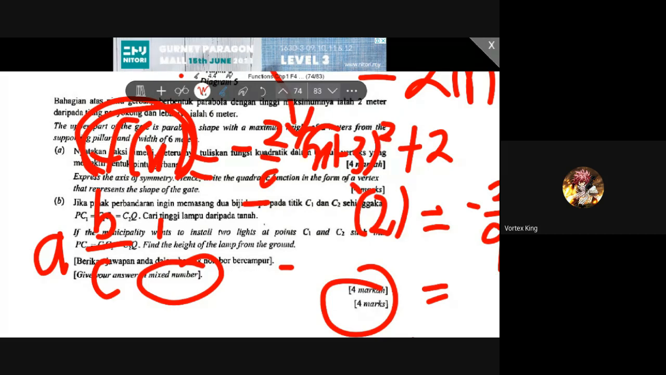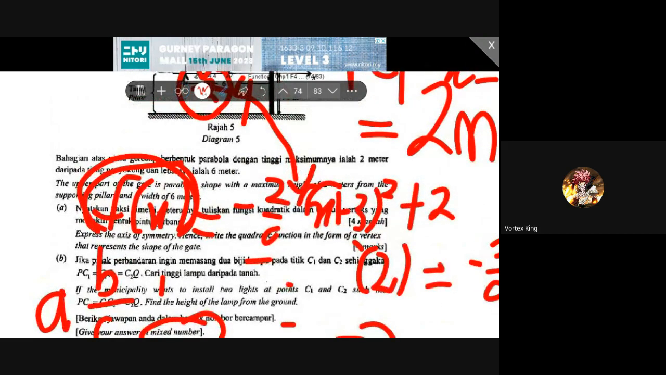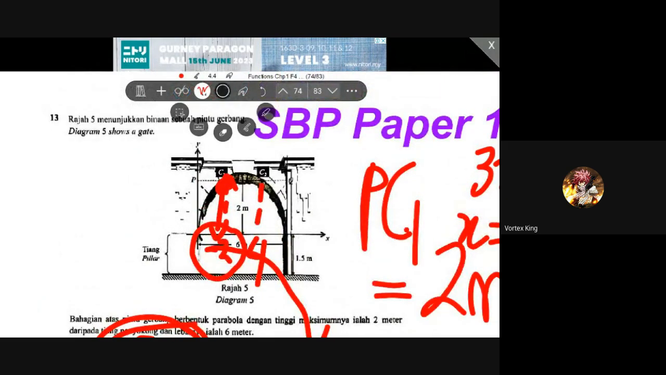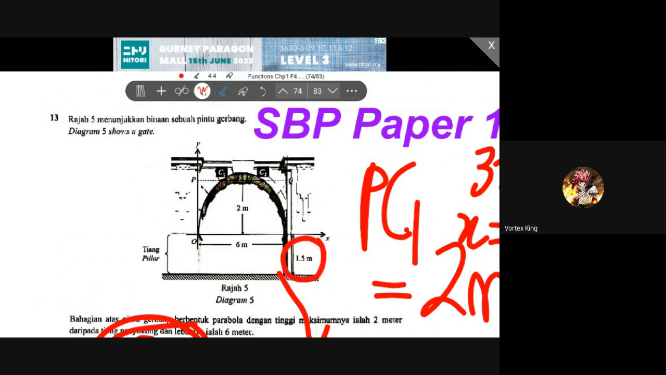But wait first. Not yet. 17 over 9, not your final answer. Be careful. Find the height of the lamp from the ground, you know. You look here carefully. Wait, anyone notice this 1.5 over here? No. Not 16 4 over 9. Wait, let me think. 16 over 9. Do you notice this 1.5 meter or not?